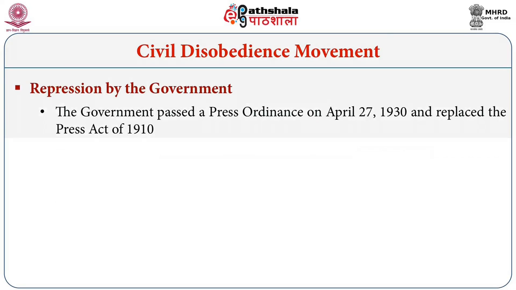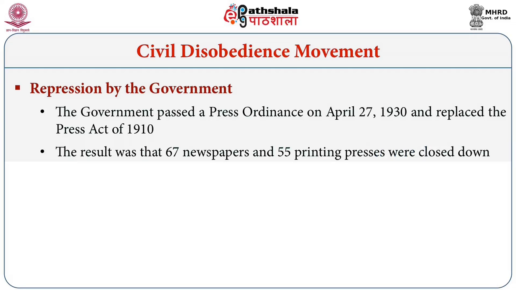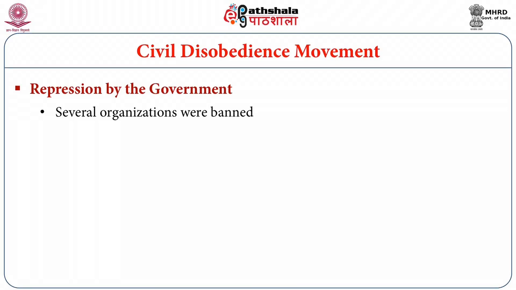The government passed a Press Ordinance Act on April 27, 1930 and replaced the Press Act of 1910. The result was that 67 newspapers and 55 printing presses were closed down, because the press plays a key role in propagating the ideals of the national leaders to the deep roots of society. Besides that, leaders like Gandhi, Nehru and Azad were arrested. Several organizations were banned to prevent their involvement in the program. Several local organizations were also banned, including the Congress Party and its district associations.